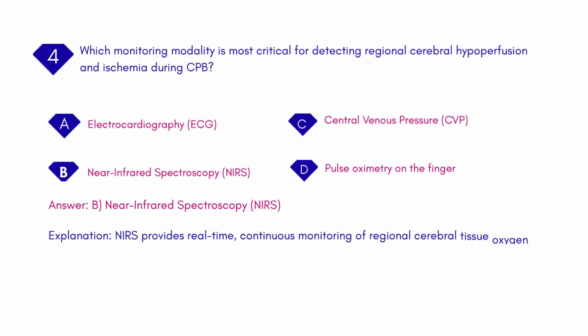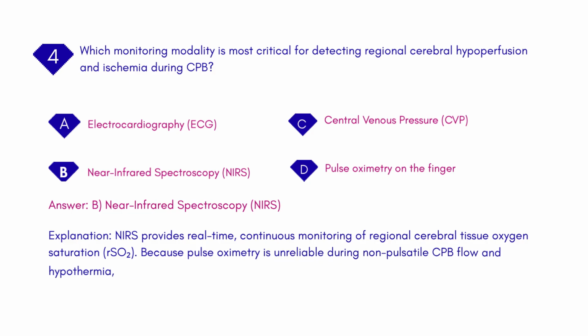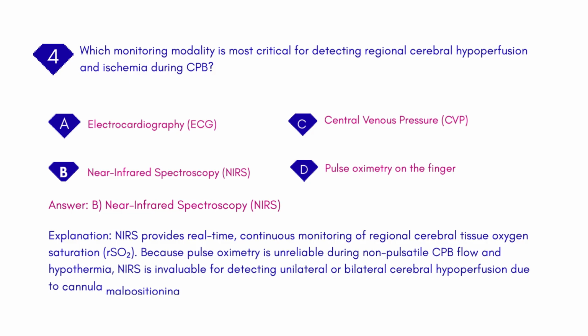Explanation: NIRS provides real-time, continuous monitoring of regional cerebral tissue oxygen saturation, rSO2. Because pulse oximetry is unreliable during non-pulsatile CPB flow and hypothermia, NIRS is invaluable for detecting unilateral or bilateral cerebral hypoperfusion due to cannula malpositioning or low flow.